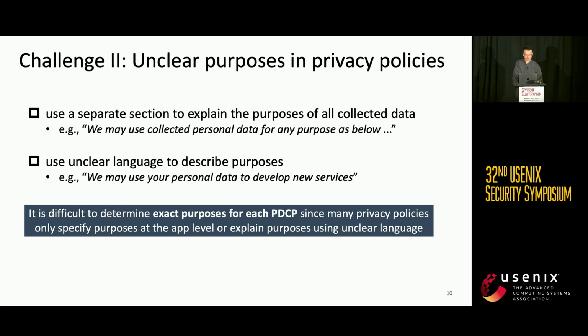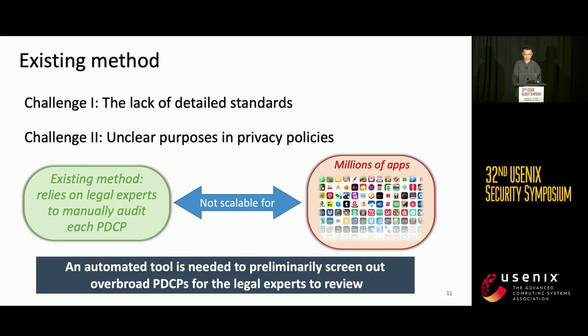The second challenge is the unclear purposes in the privacy policies. Some privacy policies only specify the purposes at the app level or explain the purposes using very unclear language. So it's difficult to determine the exact purposes for each PDCP they collected. Currently, it mainly relies on legal experts to manually audit each PDCP and draw conclusions, which is not scalable for millions of apps. Therefore, an automated tool is needed to preliminarily screen out overbroad PDCPs for the legal experts to review.